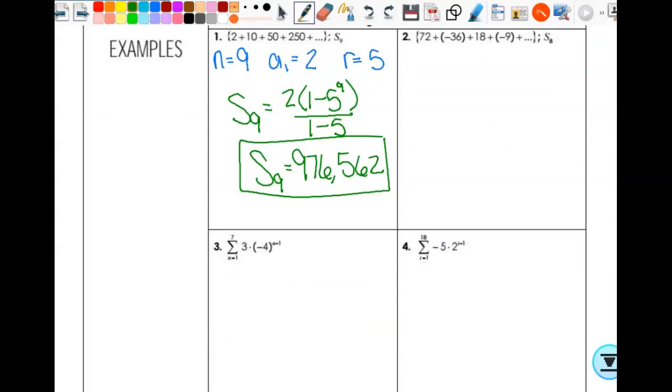I need the same things. I need n. What is n in number 2? 8. First term is 72. And r is what? Negative 1/2. So you go ahead and find this. Well, actually, before you do that, ask yourself whether you think the answer is going to be positive or negative in the end. You don't have to tell me. Just take a wild guess at that, and then go ahead and find the sum.